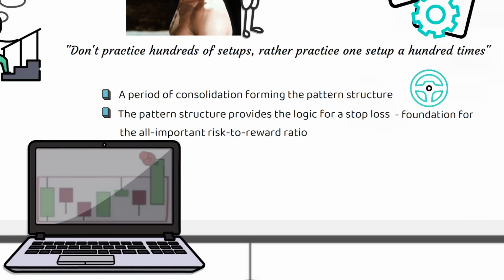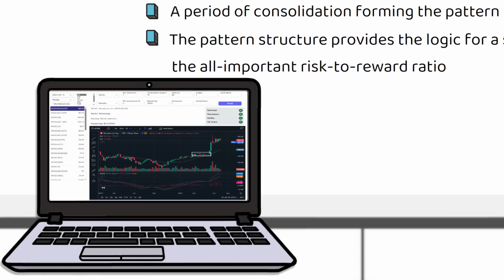The pattern I chose to master is the lateral consolidation breakout pattern, hence why we designed scanning software around it.